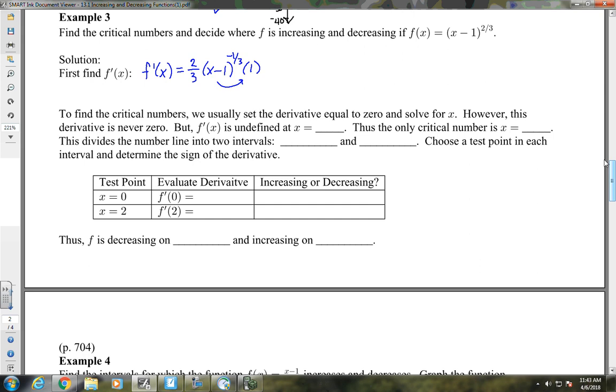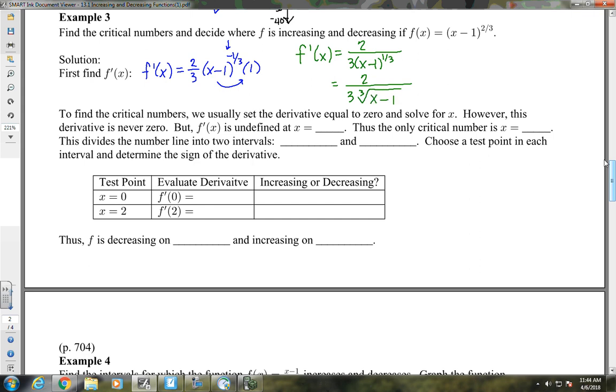Now, to find the critical numbers, we usually set the derivative equal to 0 and solve for x. However, this derivative is never 0. Now pause right there. How do we know it? Well, we know that a negative exponent means to move that expression into the denominator. So I could rewrite my derivative as f prime of x equals 2 over 3 times x minus 1 to the 1/3. Or 2 over 3 times the cube root of x minus 1.